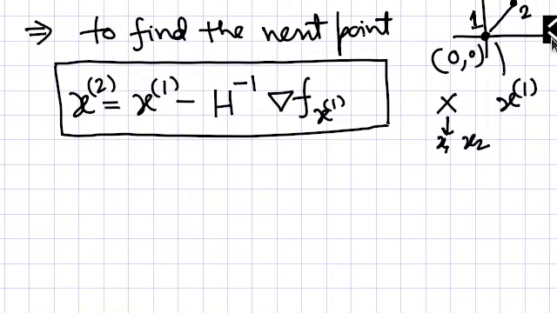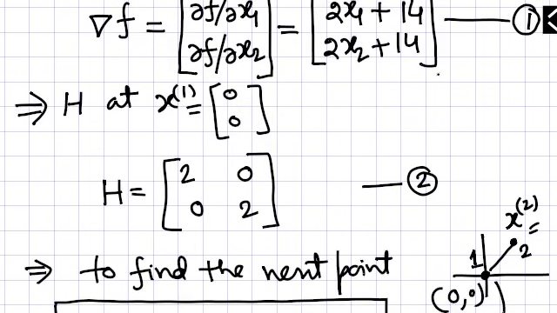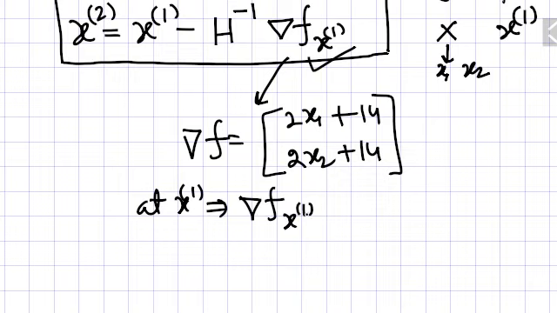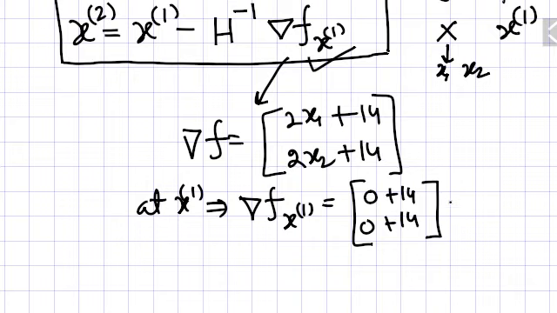So in this formula, first let's find the value of the gradient at point x1. This is your gradient, so I'm writing it again here. So this is the equation for the gradient, and we have to find it at x1, which is 0 0. So at x1 the gradient will be given this way, and you will put 0 0 here, 2 times 0 plus 14, 2 times 0 plus 14, so this value will be 14 14. This is the gradient at the starting point.